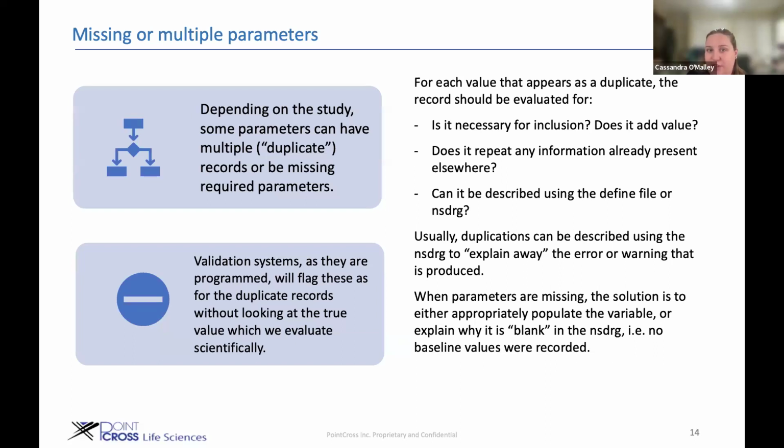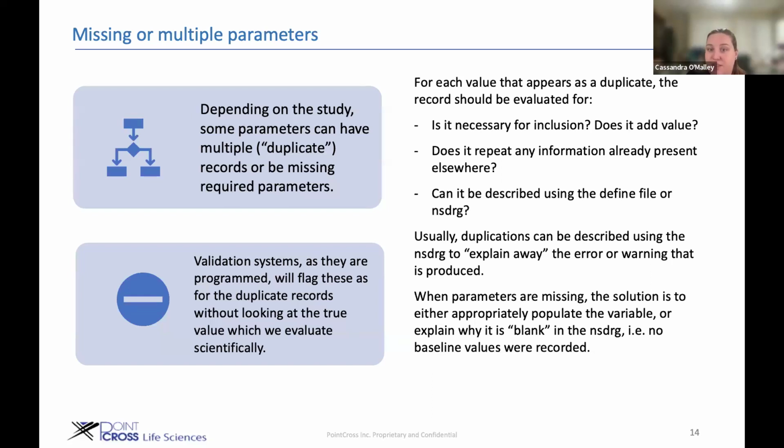So for each value that appears as a duplicate, for the record, we do this manual intervention and we evaluate, is it necessary to have these records? Do they add value? Is the information already present elsewhere? If you have two treatment vehicles in the TS.xbt, are they actually different, or are they the same treatment vehicle that is written two different ways?